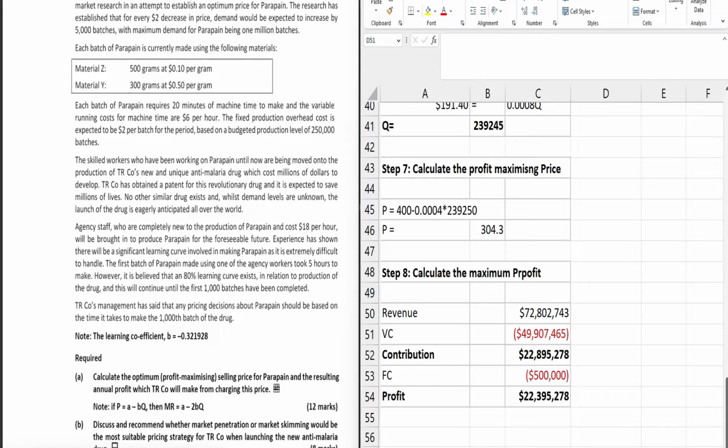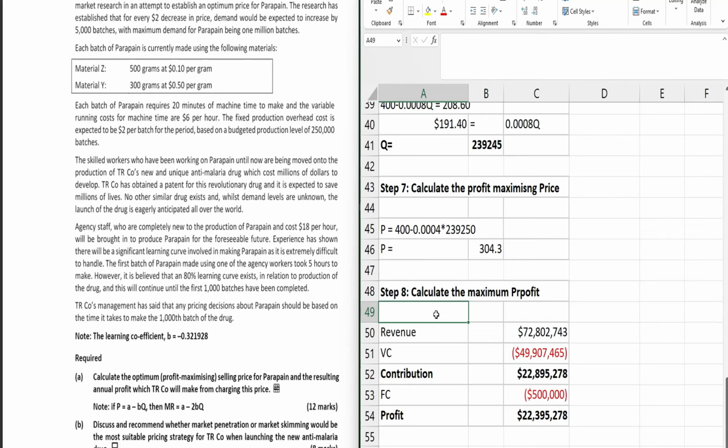So now I have calculated the profit as well. And how I have done this? So first we need to calculate the revenue. So we know the selling price, that is the 304.3, and we also know how much quantity we will sell at this selling price, that is the 2329245. So multiplying these two will provide the figure of 72,802,743.